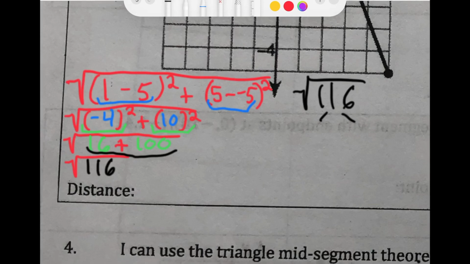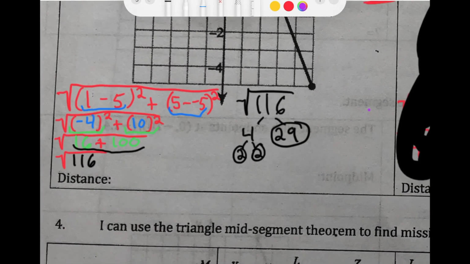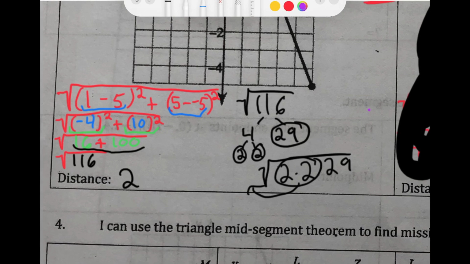So what times what gives me 116? 4 and 29. 29 is prime, but 4 is not, so I can keep going. 2 and 2. 2 times 2 gives me 4. So underneath the radical, I have 2 times 2 times 29. 2 2's get married, move out of the house, become 1 2. So my distance is going to be positive 2 times square root of 29 because the 29 was left underneath the radical by itself. So that would be my answer for number 3.